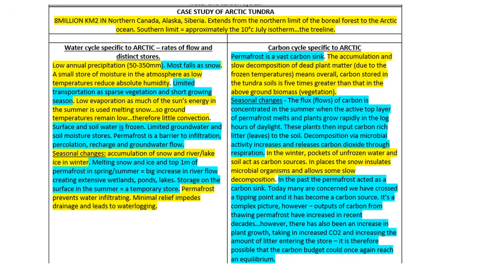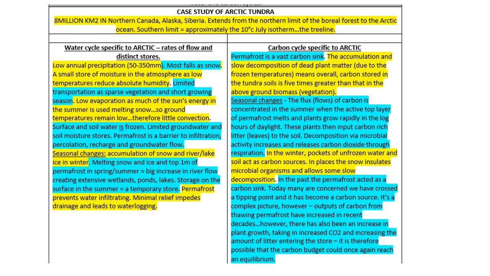Seasonally, we've talked about the summer, the active top layer of permafrost melts and you do get some plants growing very rapidly because, remember, you've got 24 hours a day of sunlight. And so those plants can photosynthesize for 24 hours a day. They then die and decompose, and that does release carbon through respiration. In the winter, you do get some pockets of unfrozen water because the snow insulates some areas and allows some slow decomposition to take place beneath it.